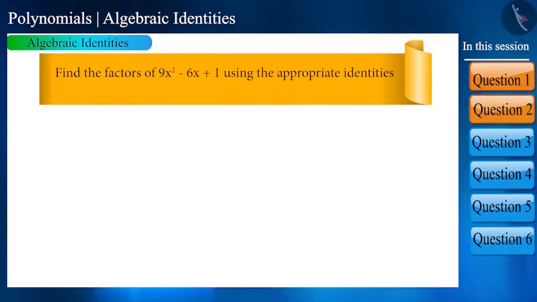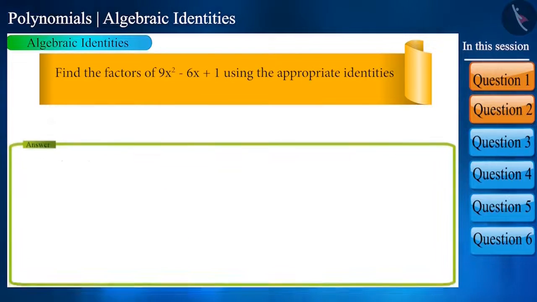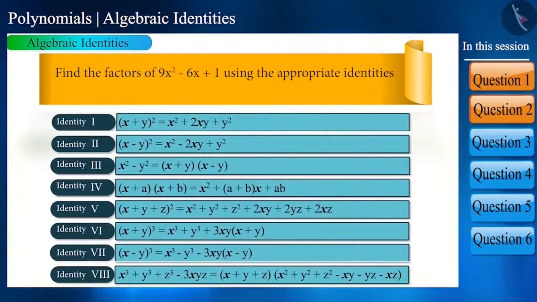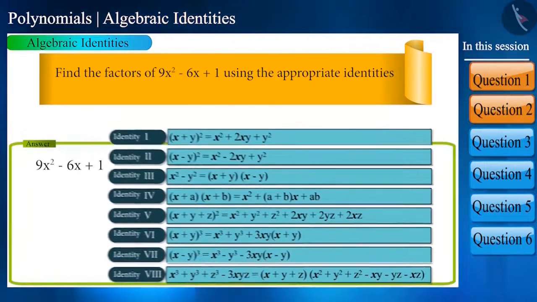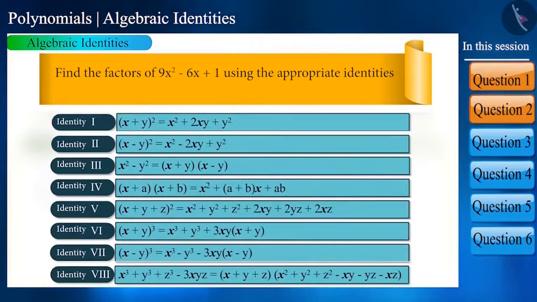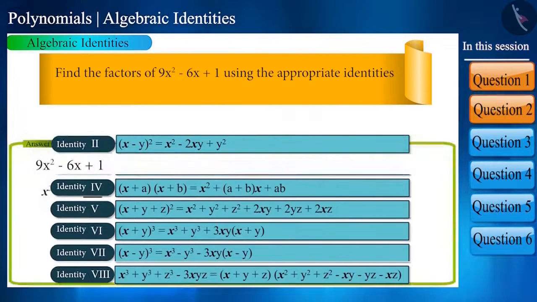Find the factors of 9x square minus 6x plus 1 using the appropriate identities. Which identity does this look like? Can you answer? In such cases, pay attention only to the variable, that is x square minus x plus dash. Doesn't this look like identity 2?